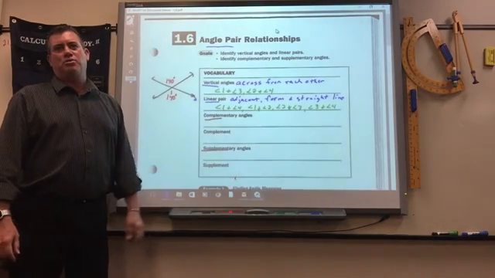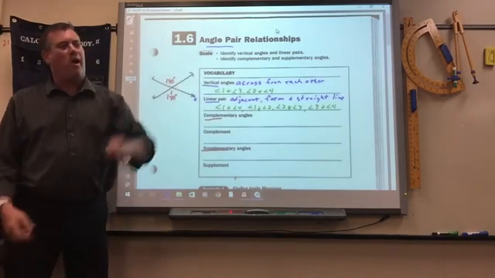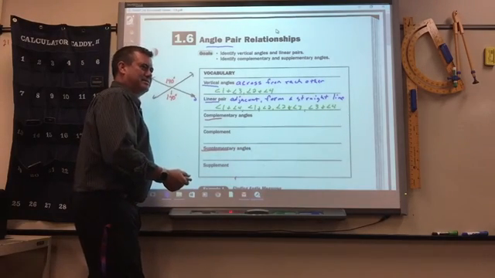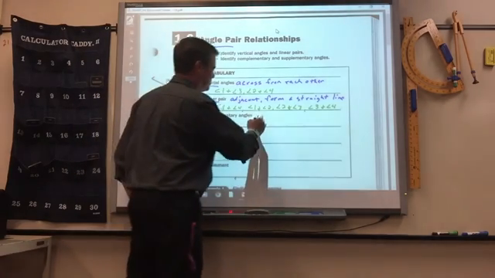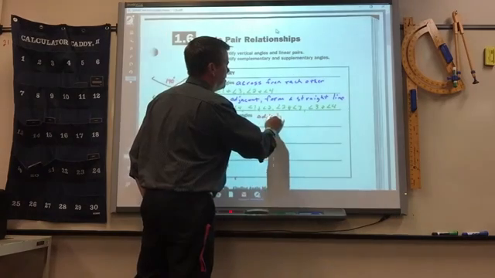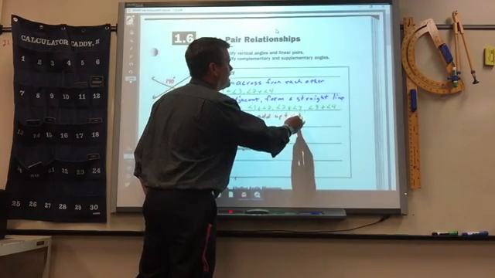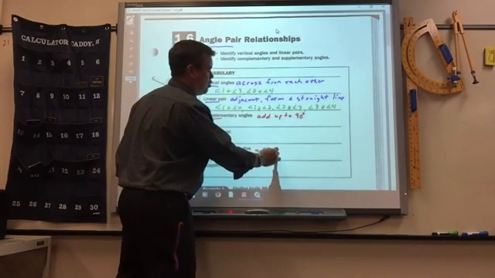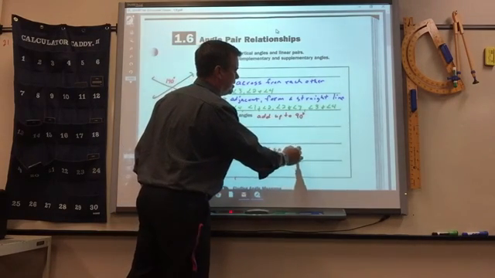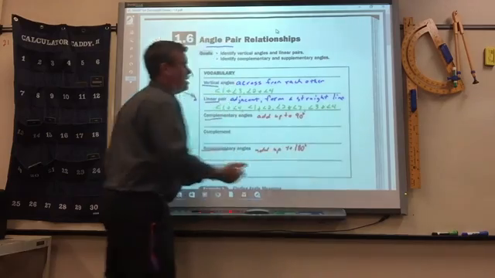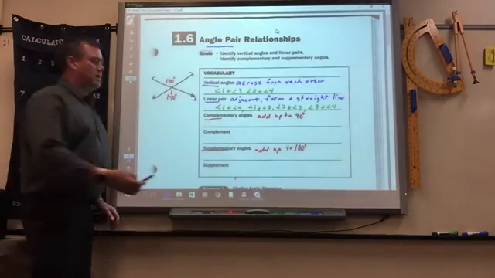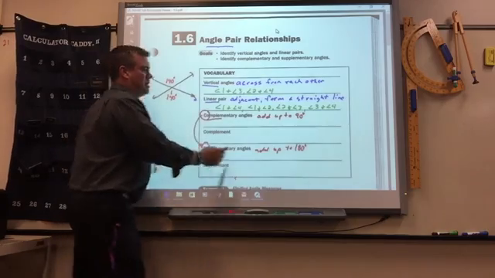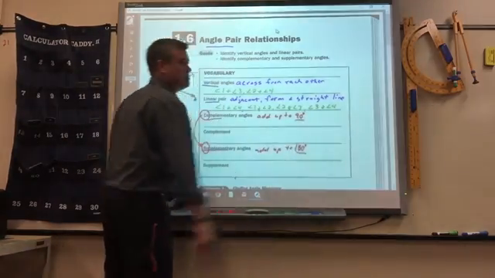Complementary and supplementary. Who remembers what those mean? Supplementary is equal to 90 degrees. Wrong, other way around. It's equal to 180. And complementary is 90. Complementary adds up to 90. Supplementary adds up to 180. 50-50 chance. So an easy way to remember is alphabetical. C comes before S. 90 comes before 180.